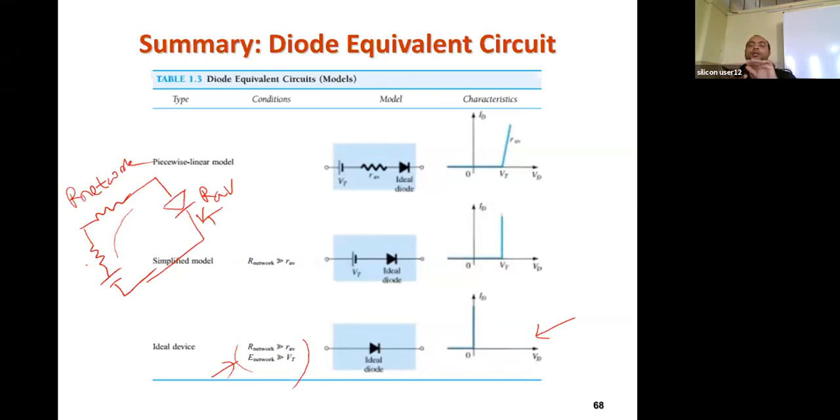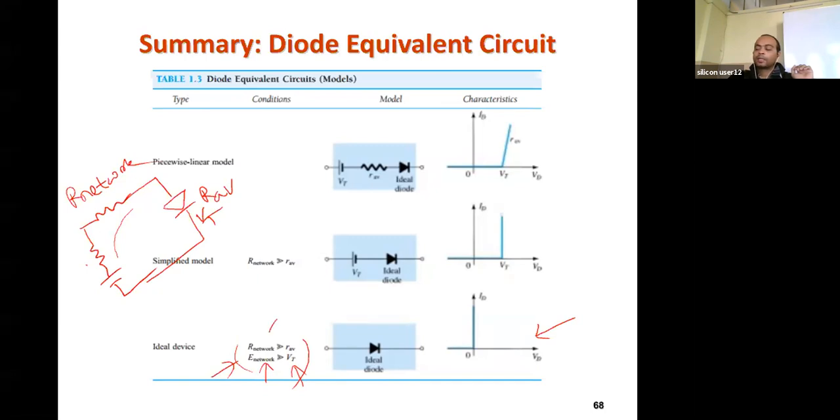Suppose in your circuit there is a voltage of 24 and one of 50 volt, many such voltages, but the diode's voltage is 0.7. When you do the calculation, there will be 50, 24, many such voltages, along with 0.7. So with respect to 50, I can neglect 0.7. That is why it is saying that if E network, meaning the other voltages in this network, is much larger compared to VT, then I can neglect that VT part.